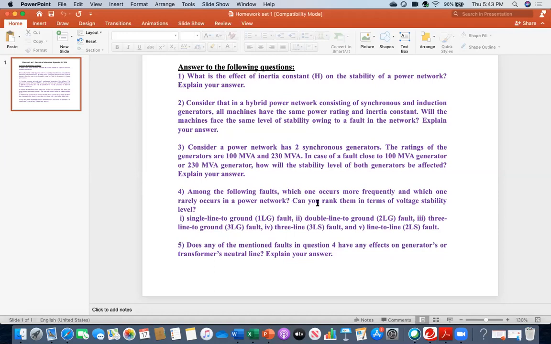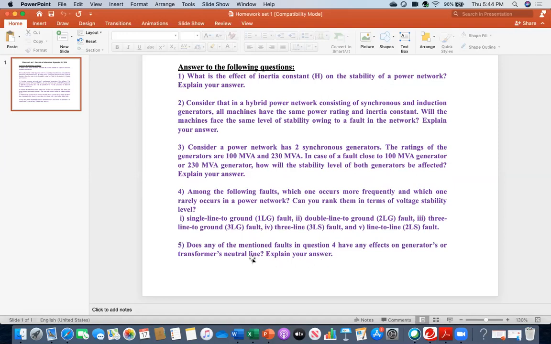That is the meaning. And can you rank them in terms of voltage stability? So you have to go from most severe to least severe. Therefore, the most severe is 3LG, then 3LS, then 2LG, then 2LS, and then the least severe one is 1LG. So in that way, you have to rank. Now you may also go from the downward, like you can say least is 1LG, then upward is 2LS, then 2LG, then 3LS, then 3LG. That will work also.